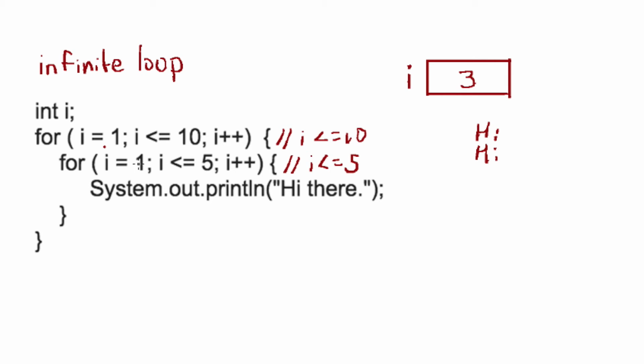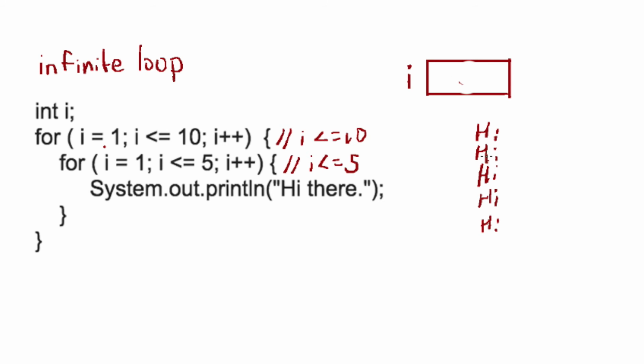So then once again, since 3 is less than 5, we can print out hi again. There's another hi, and then we increment it again, i plus plus, so i is equal to 4. And then 4 is less than 5, so we can print out hi again. You can kind of see where this is going. And then we're going to have this incremented to 5. 5 is still less than or equal to 5, because 5 is equal to 5. So then we're going to print out hi again. And then we're going to increment i to 6.